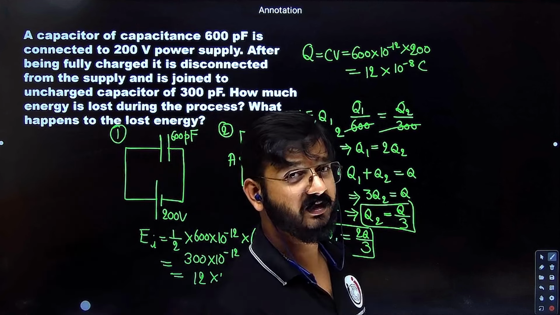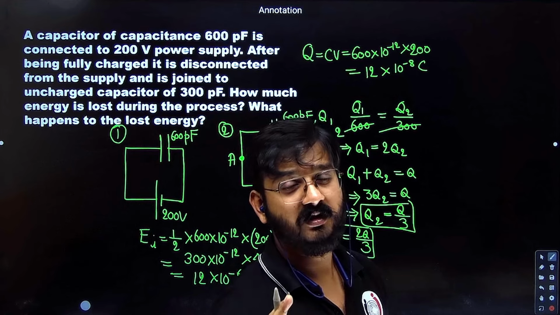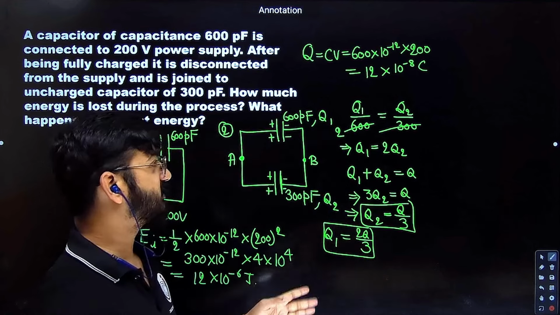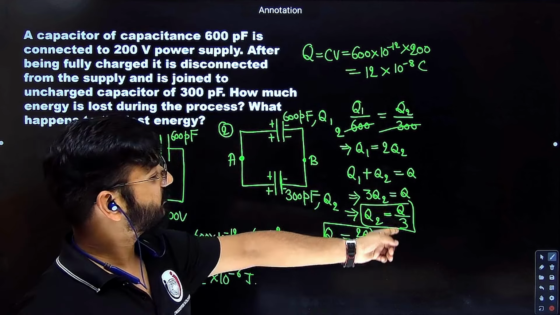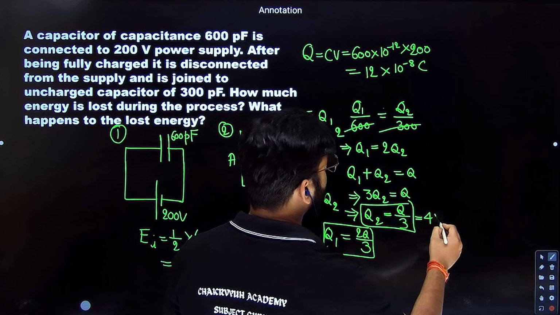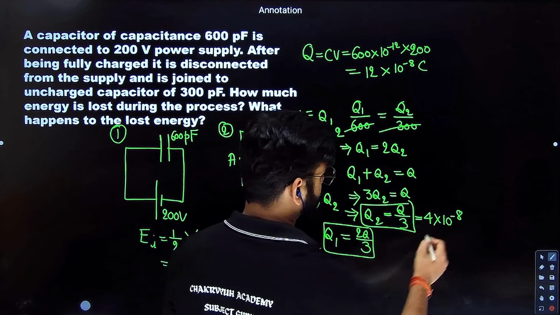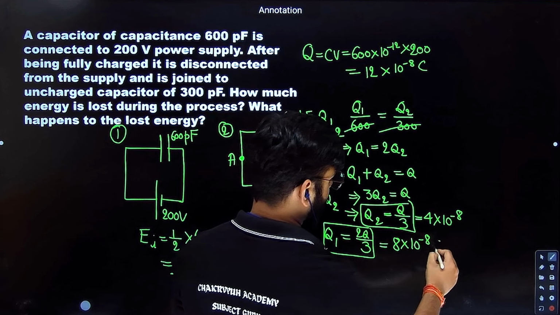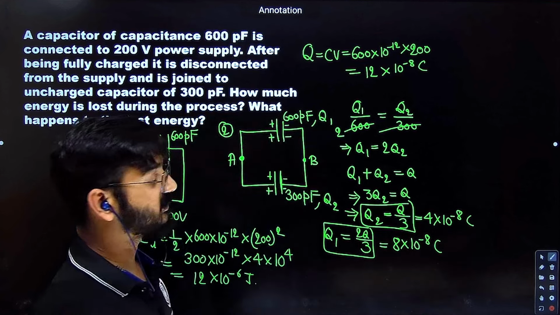But if you observe here, the charge distribution is not equal because the capacitor value is different. This is the charge distribution. And you have the value of Q, right? You can put Q here. So 3 4s are 12. So this will be how much? 4 into 10 to the power minus 8. And this will be how much? 8 into 10 to the power minus 8 volts. So I found the charge distribution.